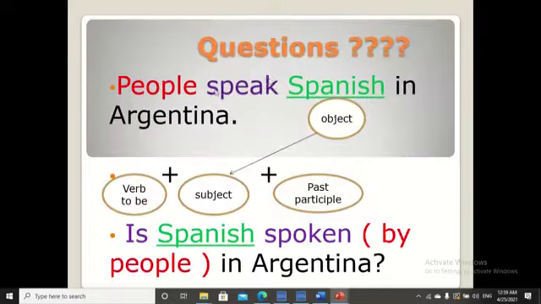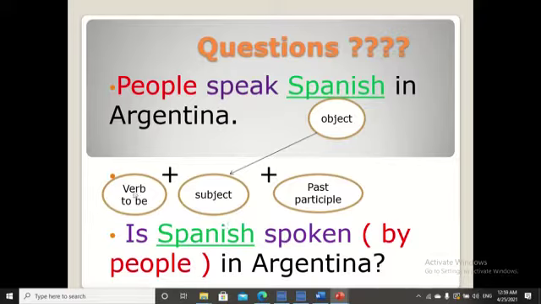What about the questions? People speak Spanish in Argentina. Instead of talking about people, of course, now we are asking about the object, Spanish. Is Spanish spoken, of course, by people? We don't need the subject here because it's a general word in Argentina. So it's the same like the passive sentence. Instead of saying Spanish is spoken, is Spanish spoken. So it's just like any passive sentence.